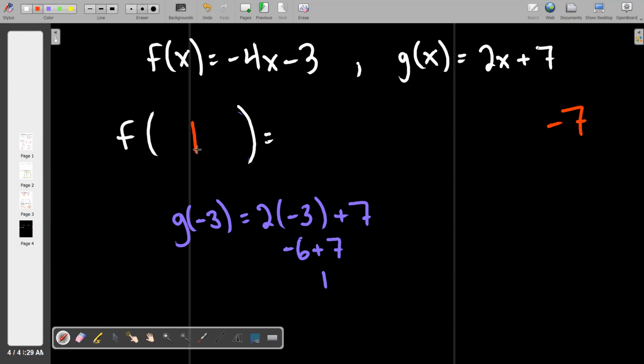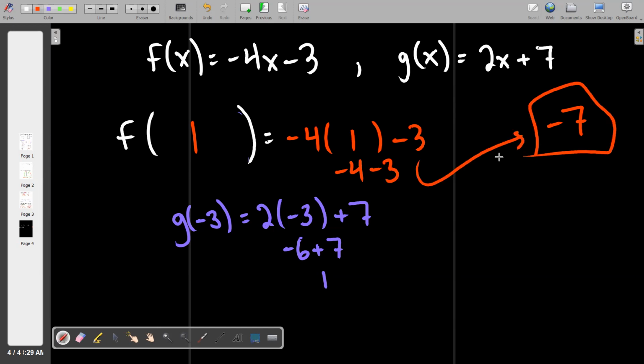So now I have to do f of my answer, f of one, which is negative four times my input minus three. And what's my input? One. And what's negative four times one? And what's negative four minus three? Jackpot.